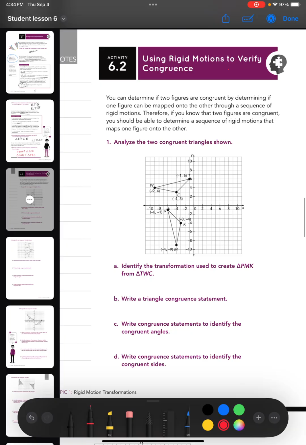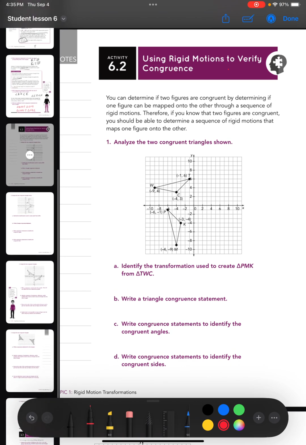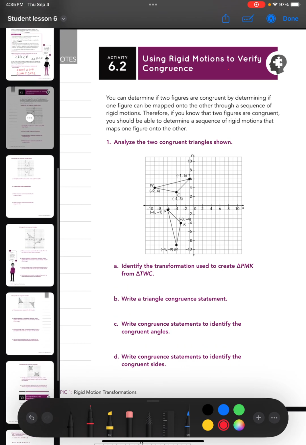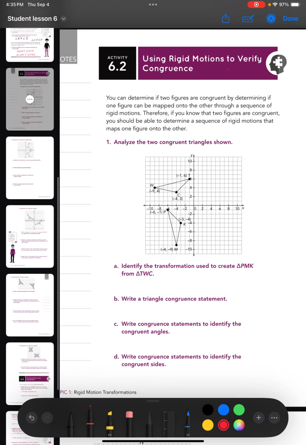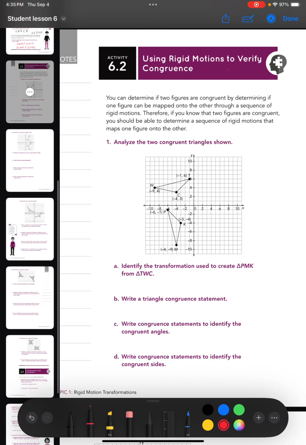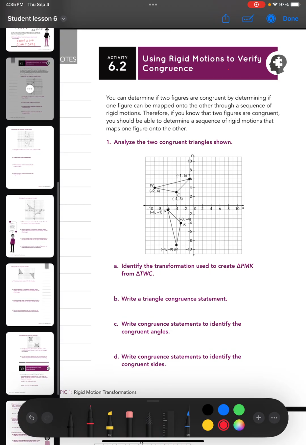All right, next, activity 6.2 says using rigid motion movements to verify congruency. You can determine if two figures are congruent by determining if one figure can be mapped onto the other through a sequence of rigid motions. Therefore, if you know the two figures are congruent, you should be able to determine a sequence of rigid motions to map one figure to the other.